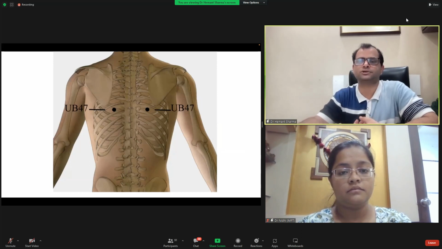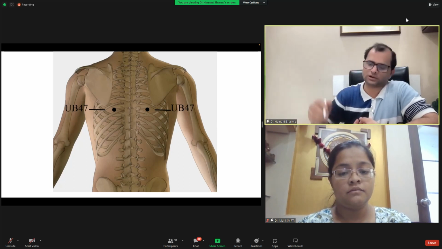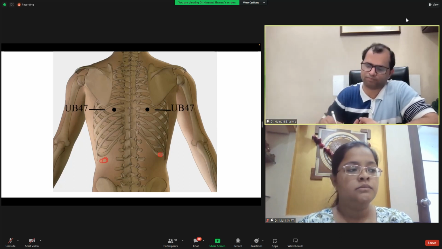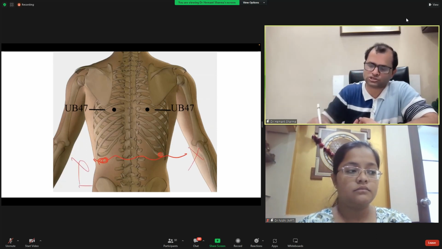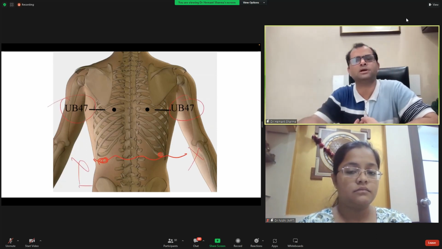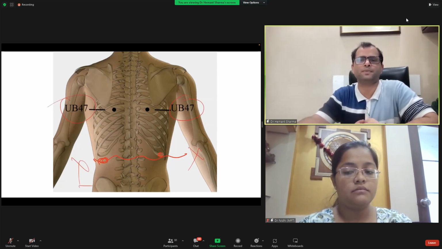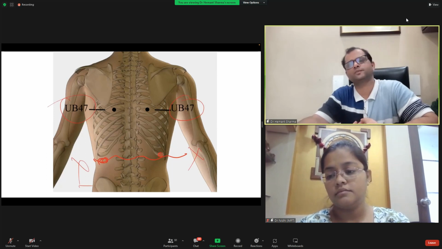Remember here, there are two types of nomenclature. In another nomenclature, UB47 is on the back at the level of the kidney. But we are not talking about that. We are just talking about this point, urinary bladder 47, which is one of the great points for keeping your spine erect.